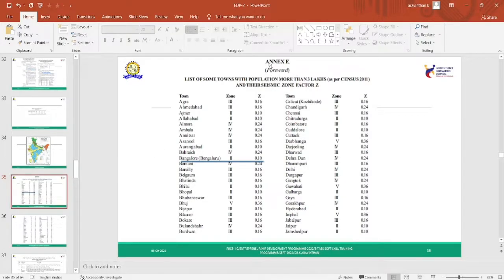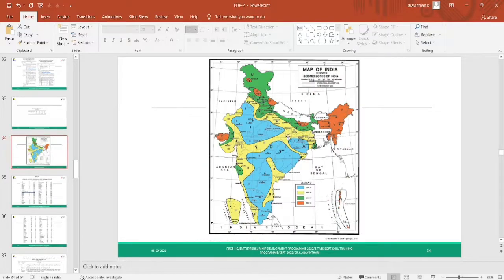Annex E. What is the purpose of Annex E? For all the towns, the zone is given and also the factor constant is given. If you are in Bangalore, you can use 0.10. If you are in Agra, 0.16, and those placed in Bangladesh, zone 5, these areas are around tectonic plates. When you are in Nepal, Bangladesh, Bhutan, these are seismic prone zones. Myanmar, why? Because the tectonic plates merge in this area.